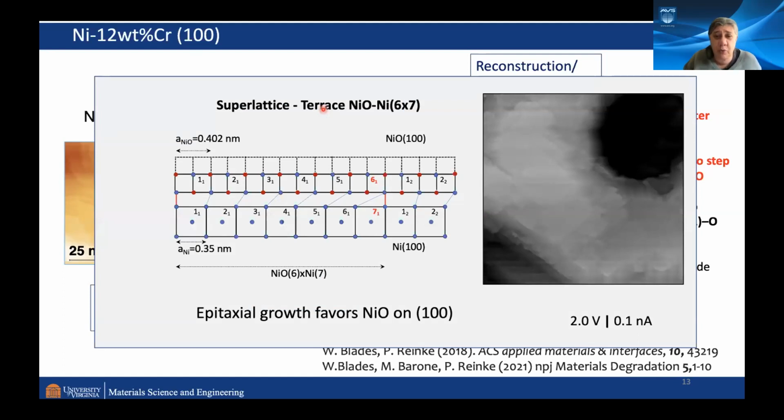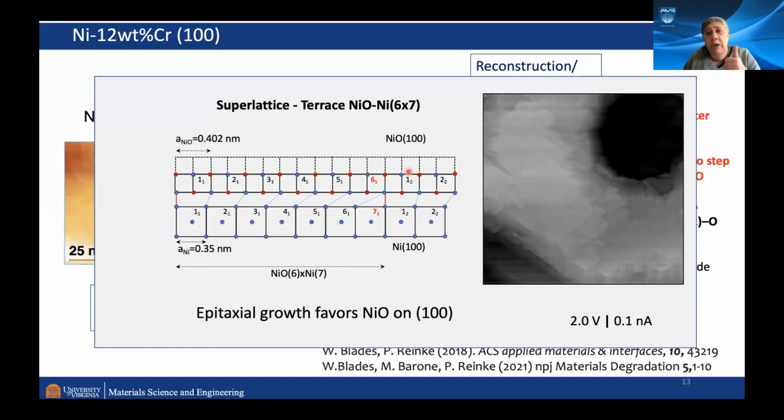The reason we do is because of this superlattice, which you see here, unfortunately not atomically resolved. This is a superlattice with a period of several nanometers. It forms from the registry between the nickel and the nickel oxide. And it's a 6x7 superlattice, 7 unit cells from the nickel, 6 unit cells from the nickel oxide. That's how we recognize it, and it grows like weeds.